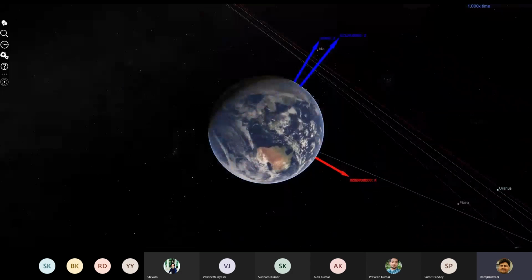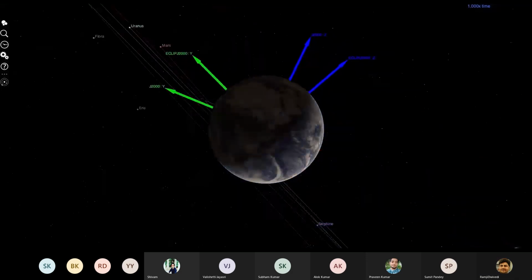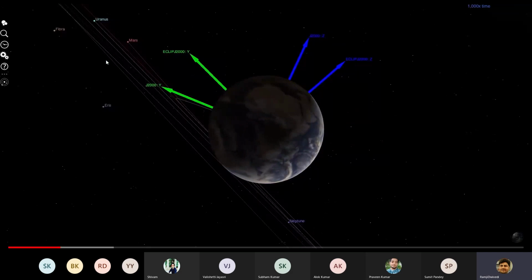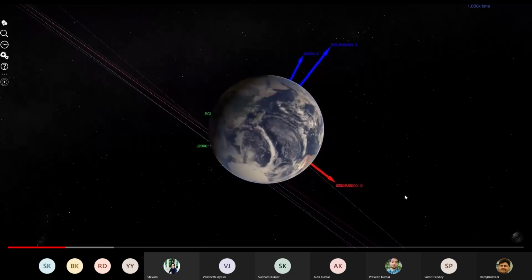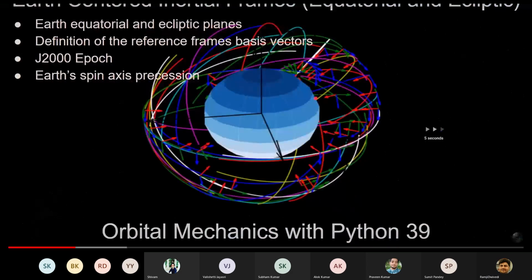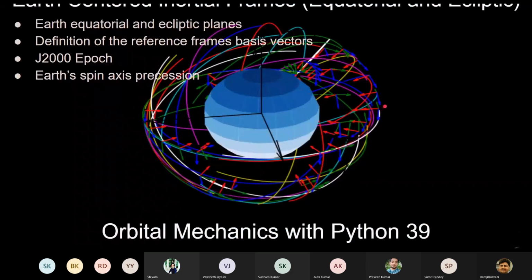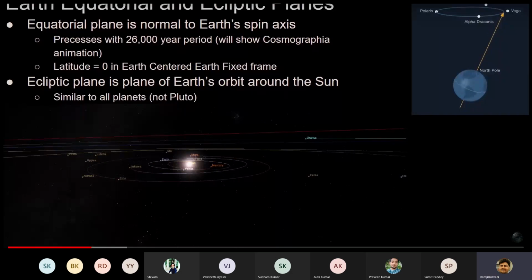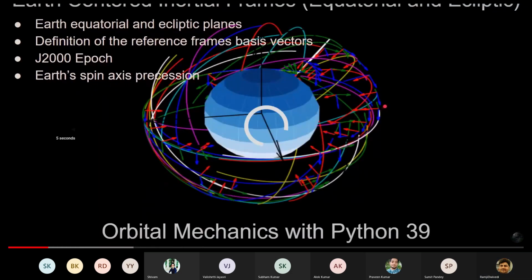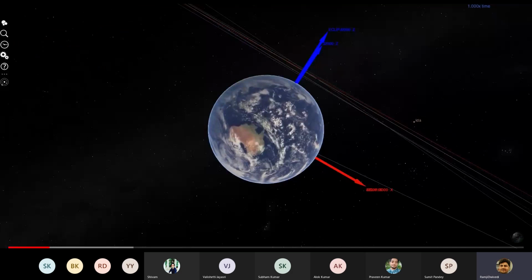Your Earth is moving. These are our other planets represented by a point here only, Uranus, etc. So there are two different frames we are talking about, one equatorial and one ecliptic. When we look at the previous figure, this figure, this is called the Earth-centered inertial frame.